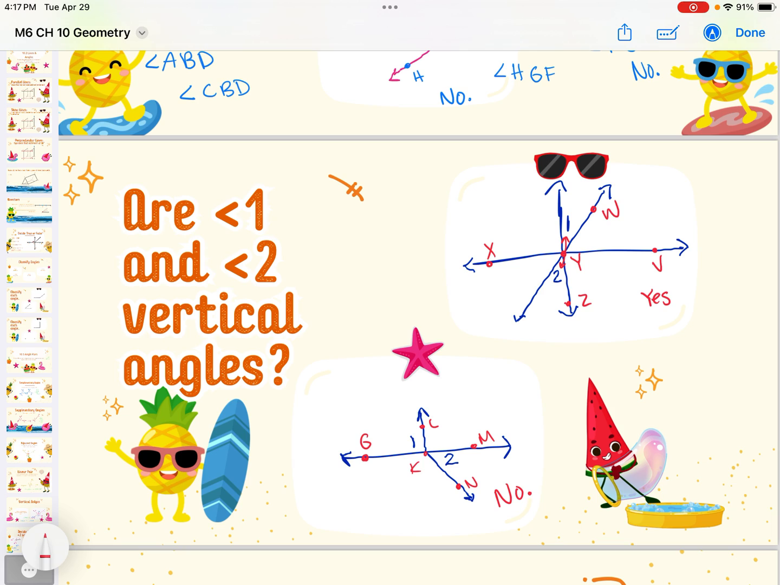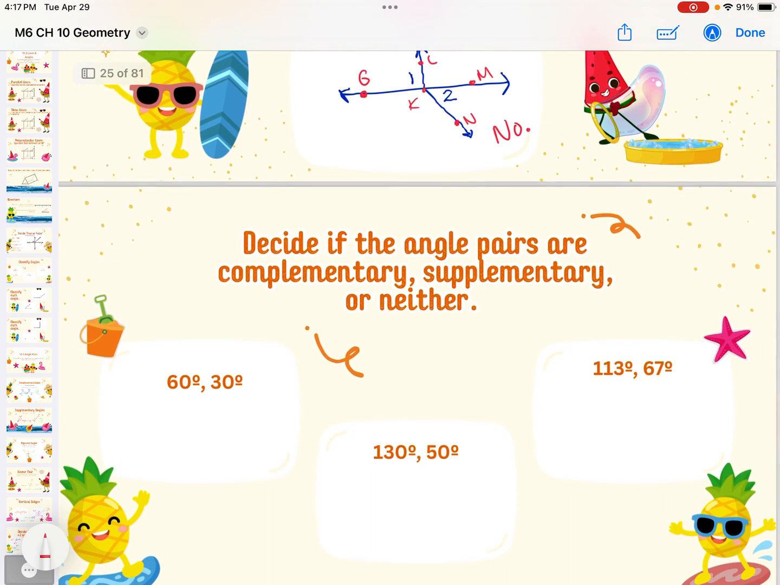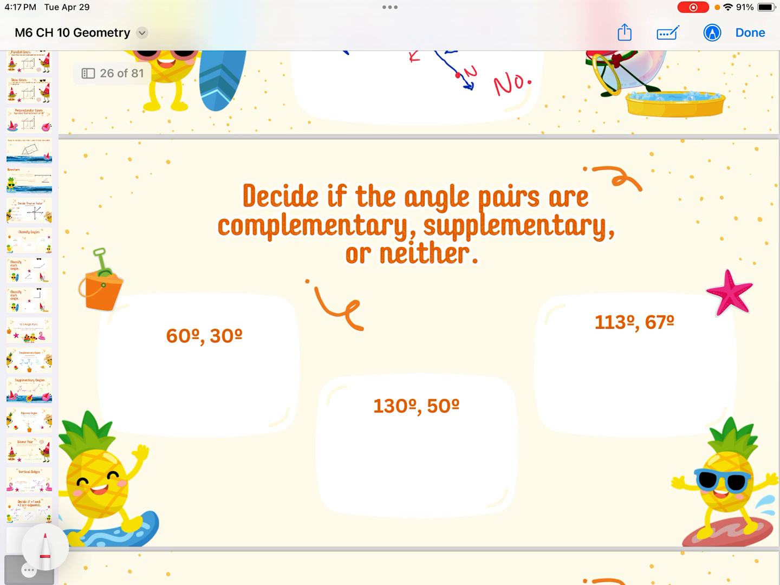Now, let's decide if two angle pairings are going to be complementary, supplementary, or neither. So remember that complementary means they equal 90 degrees, and supplementary means they add to 180 degrees. And if we get any other number besides those two, it means that it is neither. So all we have to do is add these angle measures. So we have 60 degrees and 30 degrees, 0 plus 0 is 0, 6 plus 3 is 9. So they add to 90 degrees, that means they are complementary.